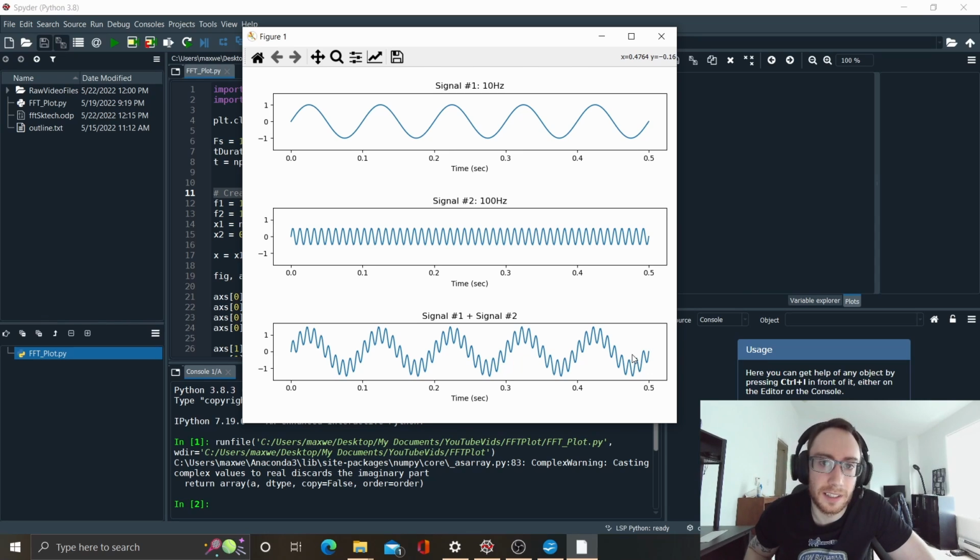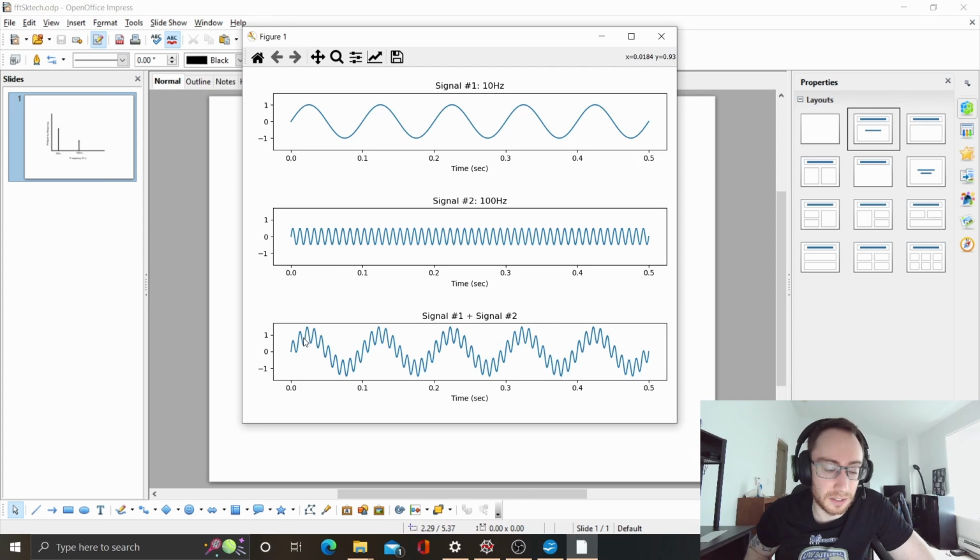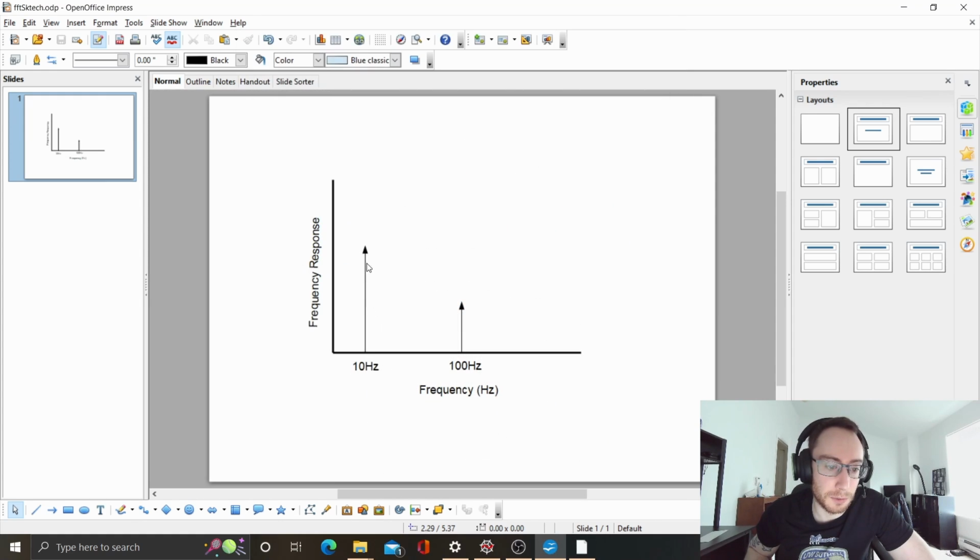If the person has a basic understanding of Fourier transforms, the sketch they give will usually look something like this. On the horizontal axis, they'll have frequency in hertz, and the y-axis will be some kind of scaled frequency response. They'll show a spike at 10 hertz and a spike at 100 hertz. This is because our signal only has those two frequencies. It's made of a signal that's purely 10 hertz and a signal that's purely 100 hertz. So we should have two spikes there, and everywhere else should be zero.